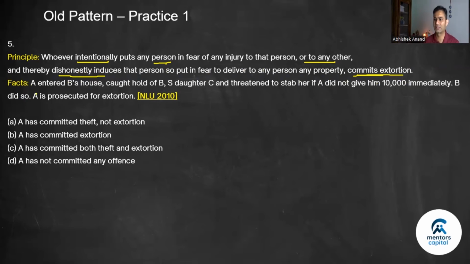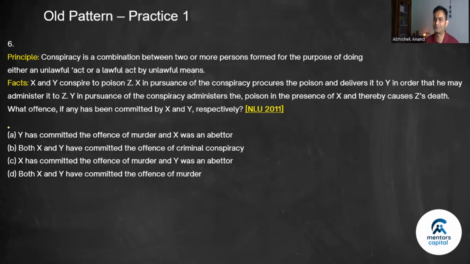Okay, now let's look at the facts. A entered B's house, caught hold of B's daughter C and threatened to stab her if A did not give him 10,000 immediately. B did so. A is prosecuted for extortion. Yes, so he threatened and he also asked for 10,000 bucks. So yes, he has committed extortion. Simple question. This came in NLE 2010. So yes, you used to get such easier questions then. Okay, next question.